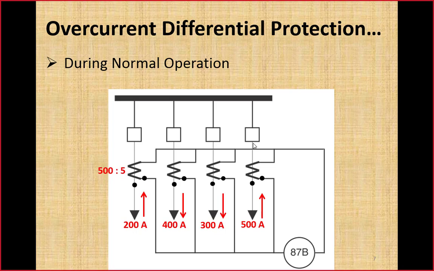Then in order to make the CT secondaries in parallel, we have connected the dotted end with the dotted end and non-dotted end of the CT secondaries with non-dotted end. And then this parallel combination has been applied across 87B, that is overcurrent differential relay.